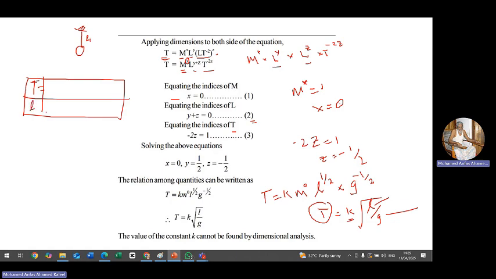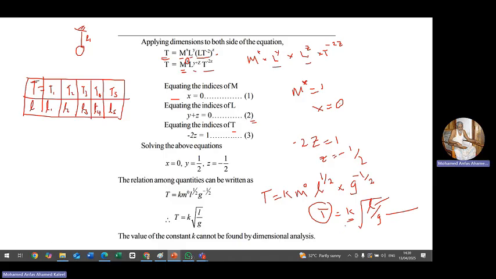So let's say for L1, we have to read the periodic time T1. Then for L2, we have to observe the periodic time T2. And then for L3, we have to observe time T3. Likewise, for L4 we observe T4, and for L5 we also observe T5.